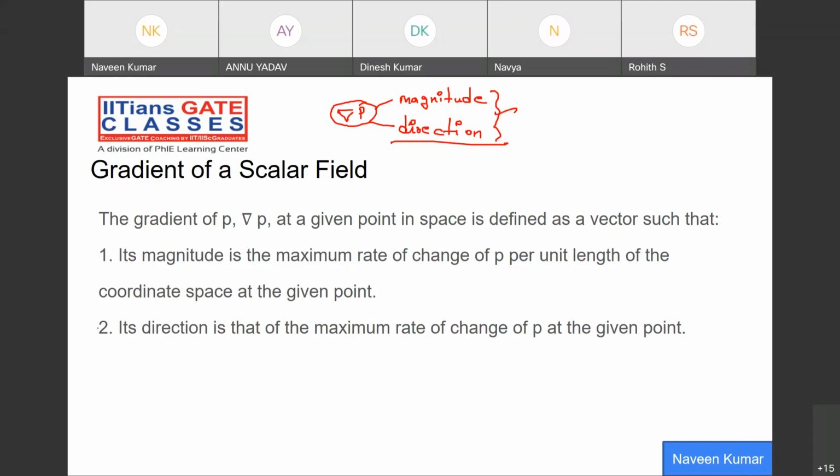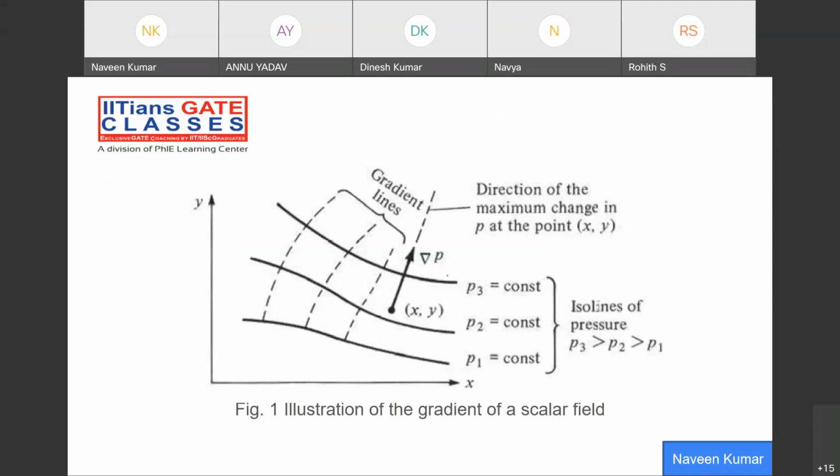Okay, we'll talk about the direction. If you find the direction of del P, that direction will give the direction of maximum rate of change of P at that particular point. Now you would understand by seeing this figure.